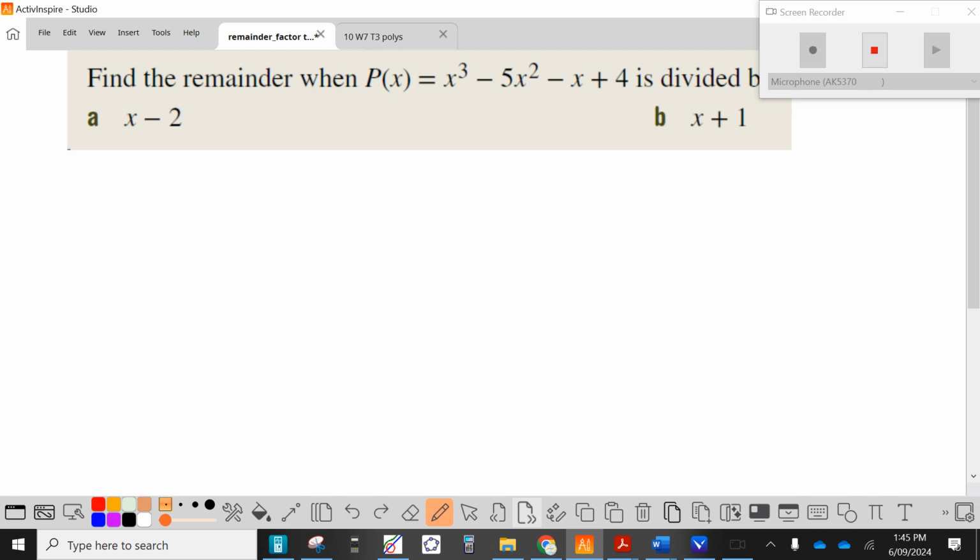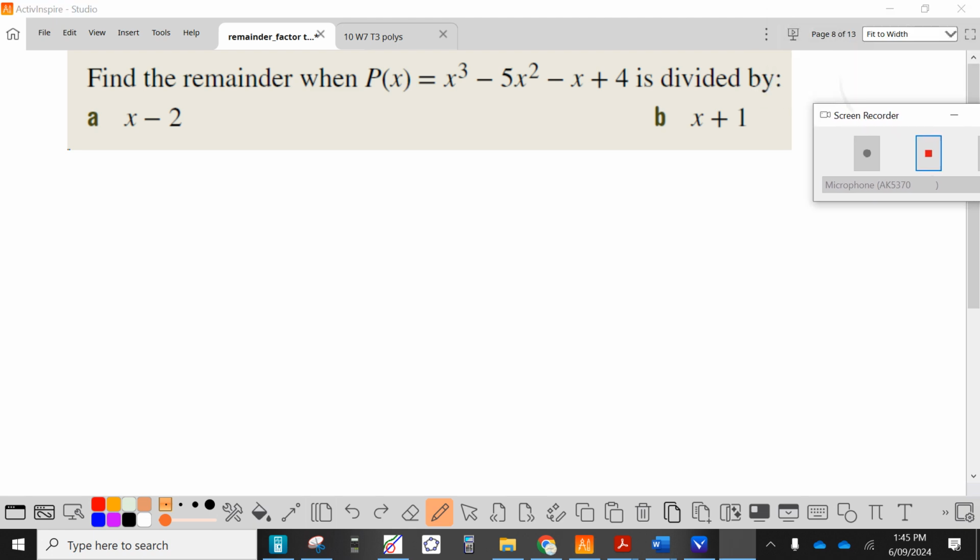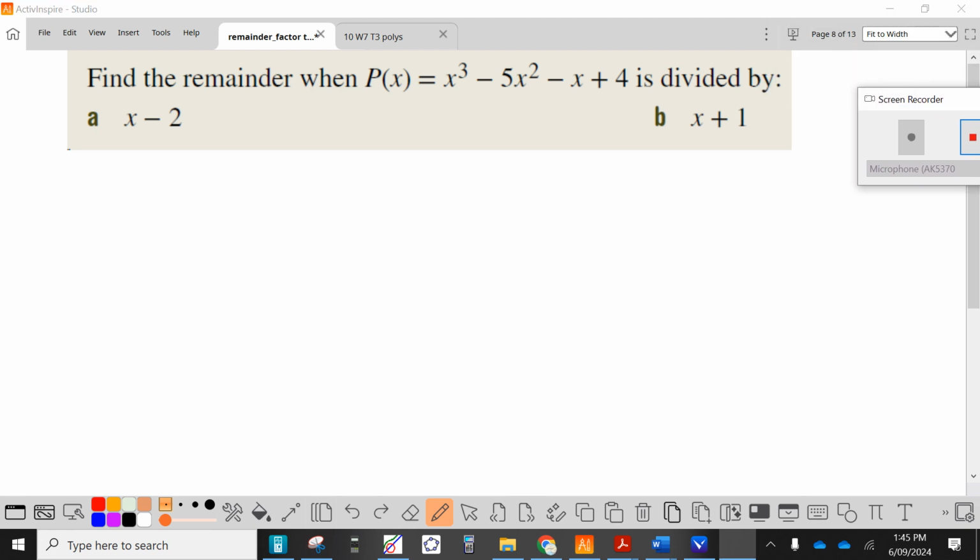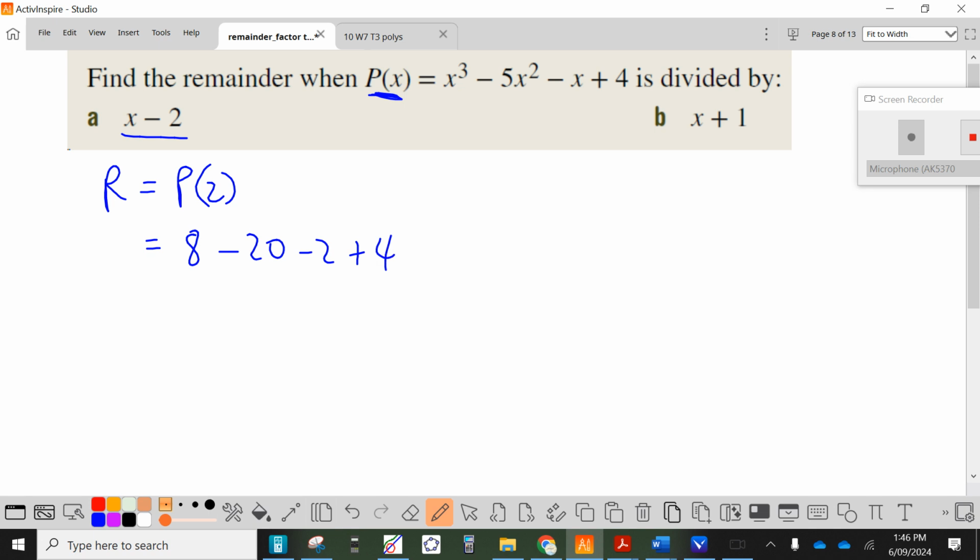Alright, so in this question here, if you wanted to work out the remainder, if I divide by x take 2, then the remainder will in fact be p of 2. So substitute into my polynomial and you'll get 8, take away 5 times 4, minus 2 plus 4. So we end up with, what's that, 12 take 22. So we end up with negative 10.